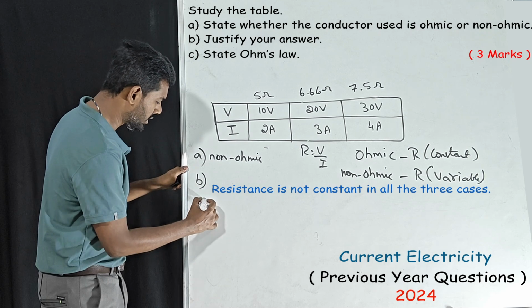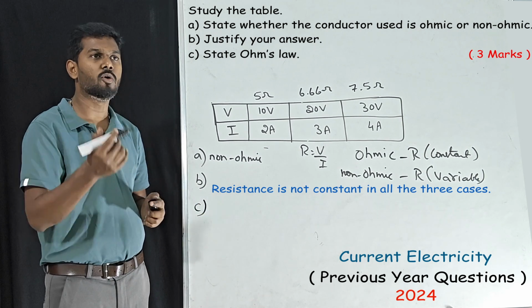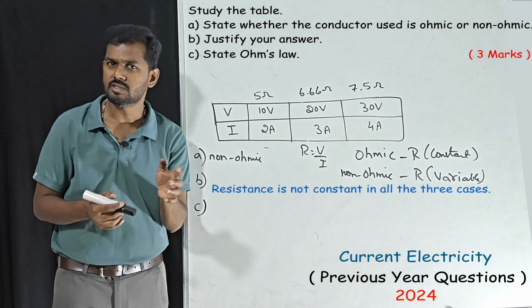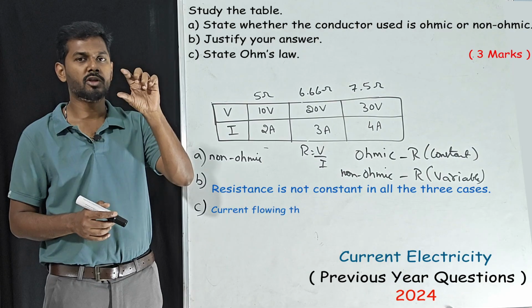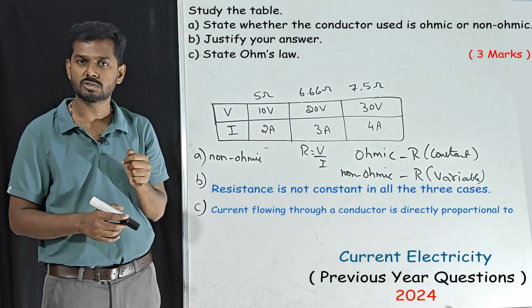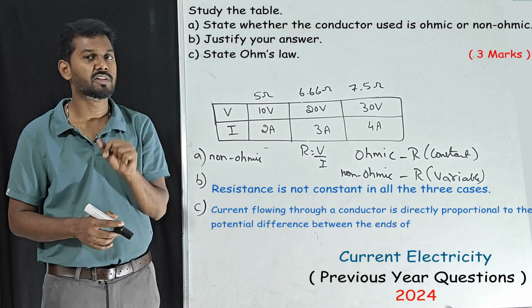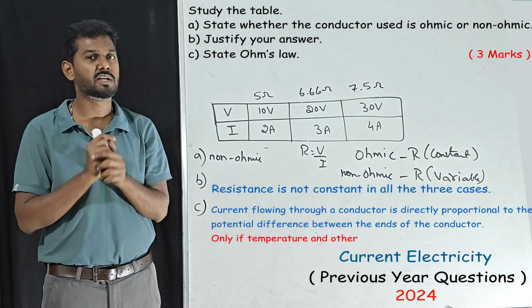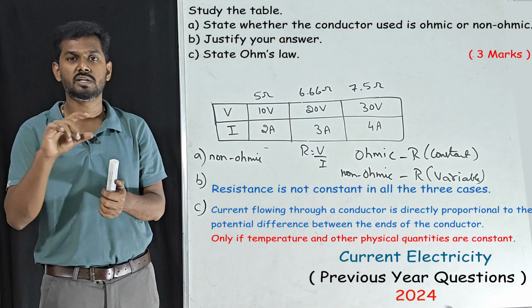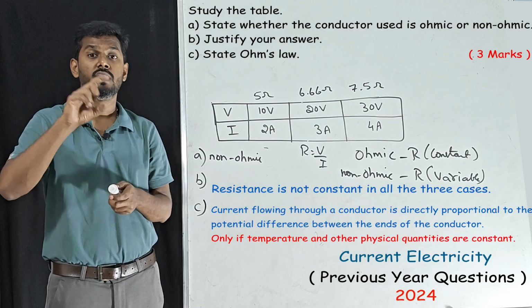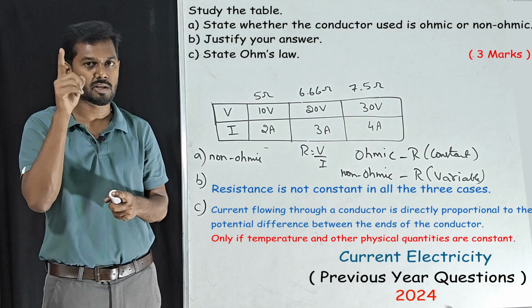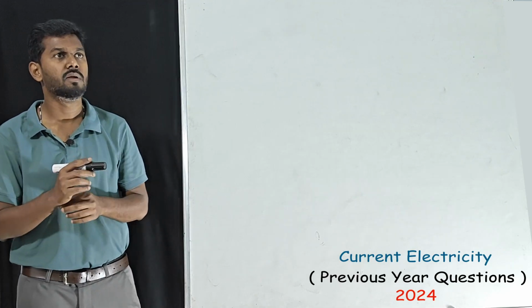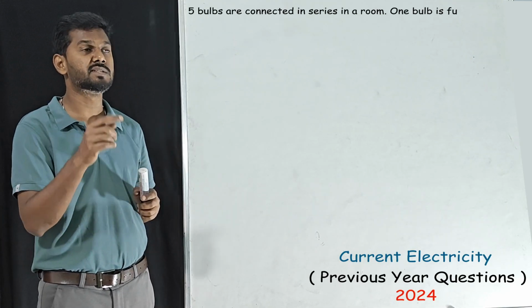Then the third one, state Ohm's law. Ohm's law, we know, it's a very simple question. Current flowing through a conductor is directly proportional to the potential difference between the ends of the conductor when the temperature is constant. This word temperature, and other physical quantities being constant, is very, very important. Keep that in mind.